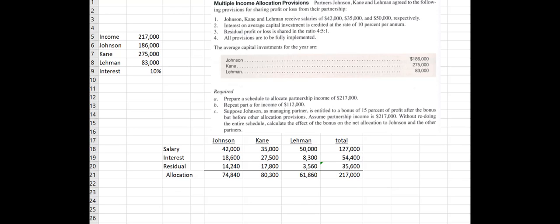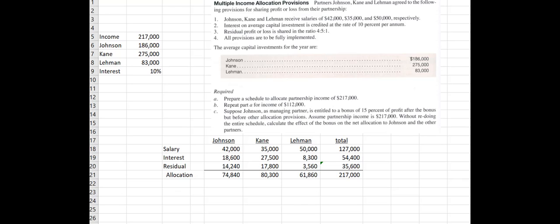And then finally, the residual is not split equally. Somehow among the three of them, they've decided that Kane should get the biggest amount of anything left over. Notice anything left over, the residual, could be a profit or a loss. Let's move to Part B.